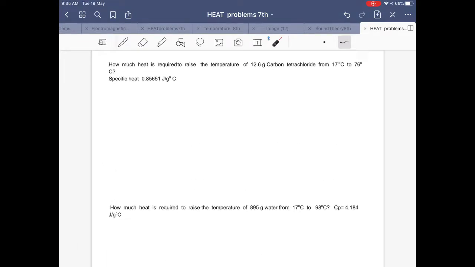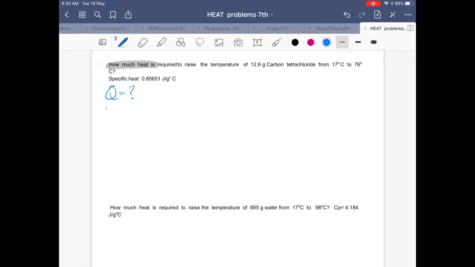How much heat is required to raise the temperature of 12.6 grams of carbon tetrachloride from 17 degrees Celsius to 76 degrees Celsius? The specific heat of carbon tetrachloride is 0.85651. Teacher, do I need to put all of these numbers? Yes, you need to put them all in the calculator. So let's start. How much heat is required? So heat equals question mark.